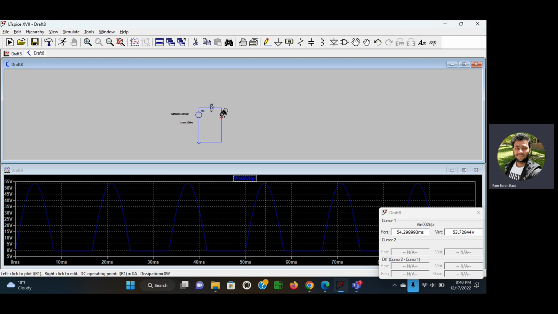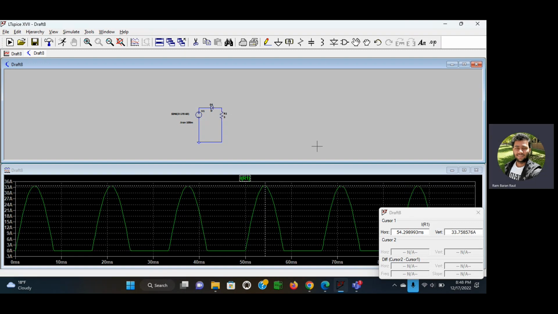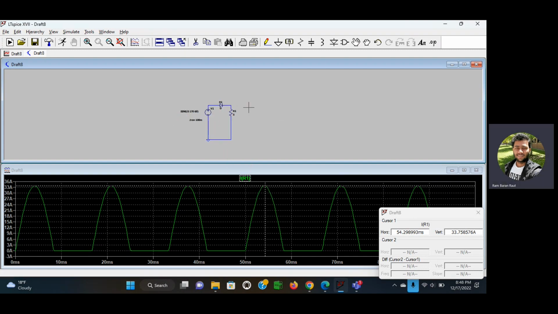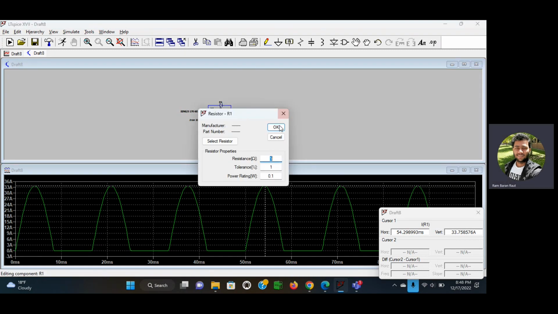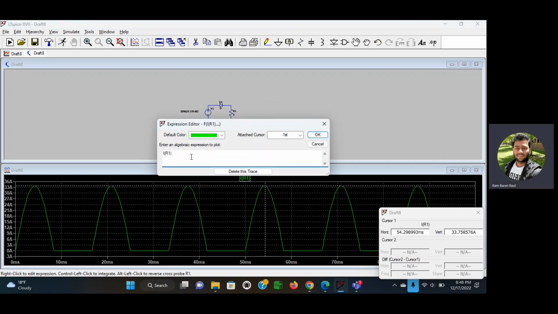Now we are going to see the output current. So this is the peak current. We need to divide that one by pi. It's good, we don't need to change anything.